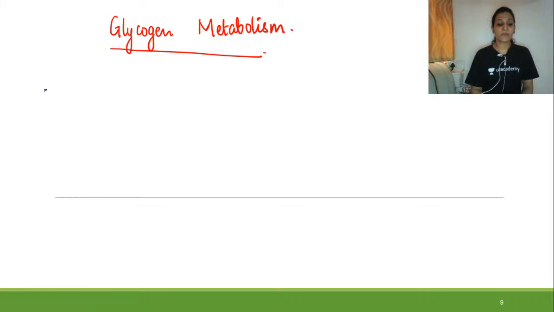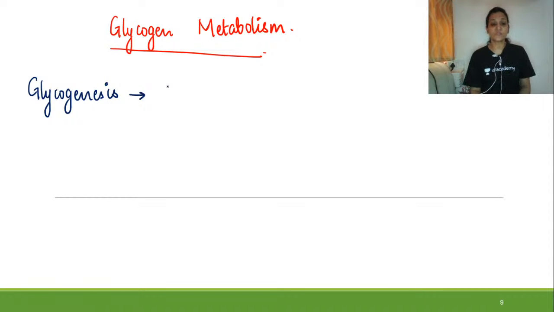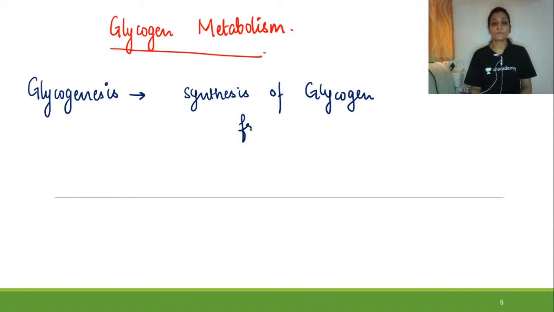The first term is glycogenesis. What is the meaning of glycogenesis? It means synthesis of glycogen from glucose.